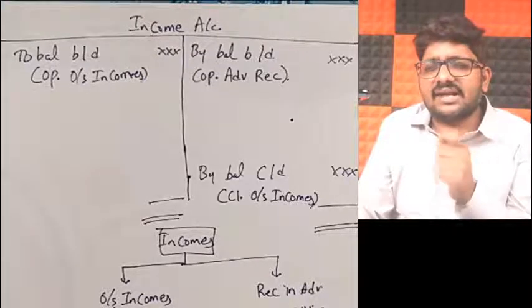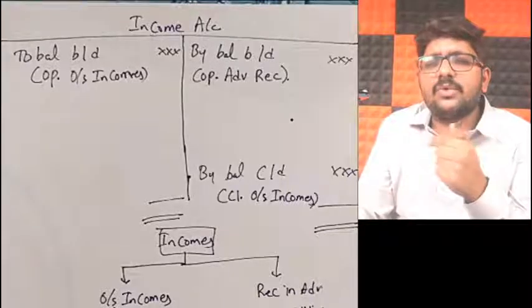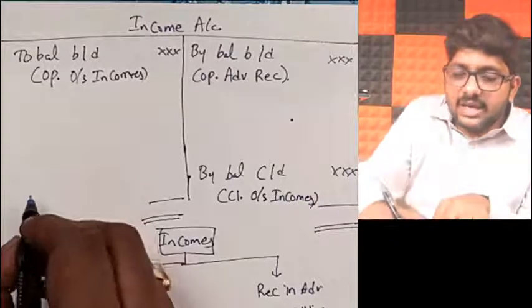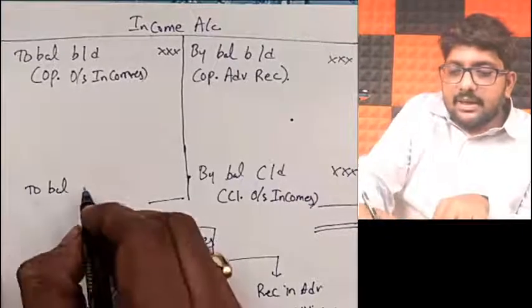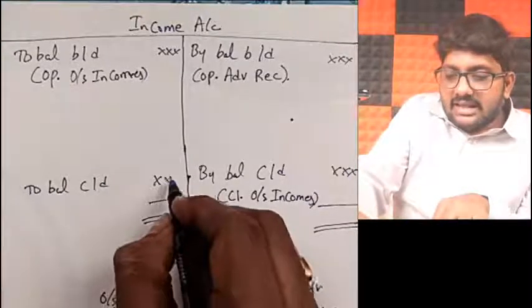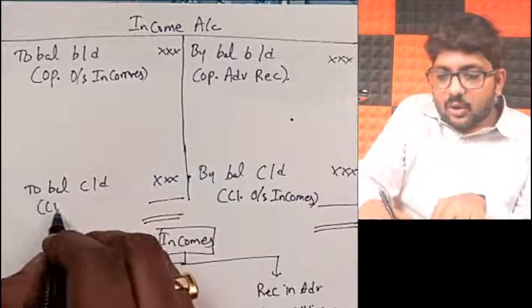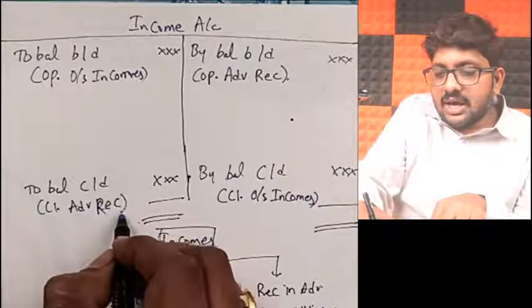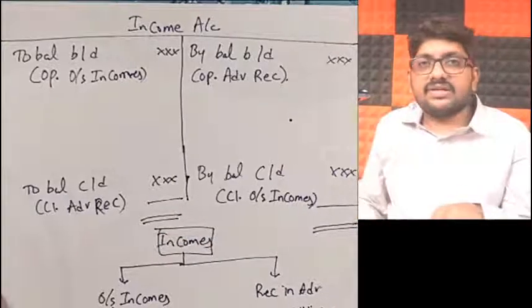Liabilities will come under the credit category. Credit category means the opening balance will be on the credit side, and the closing balance will be on the debit side. Correct? Debit side. So to balance, carried down. What is this, sir? Closing advance received. You have closing advance received.